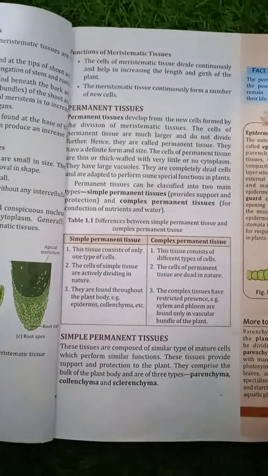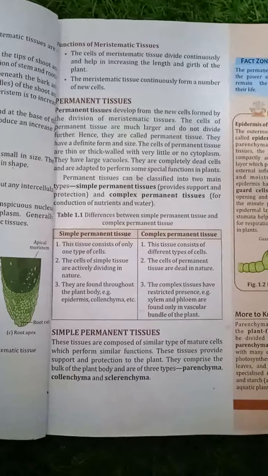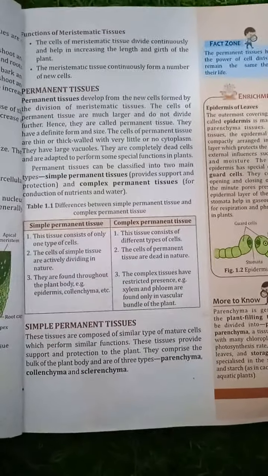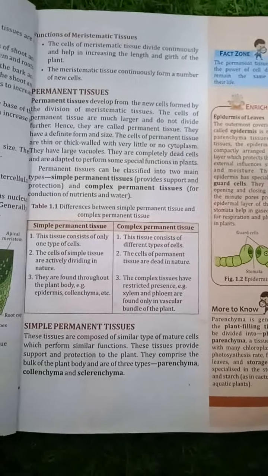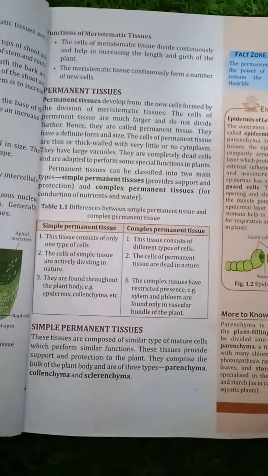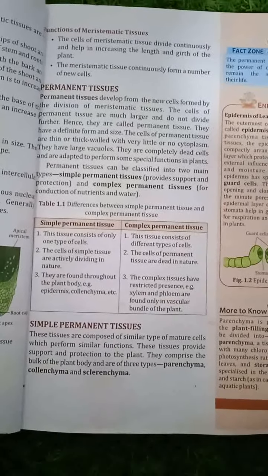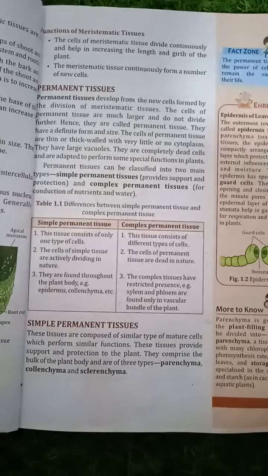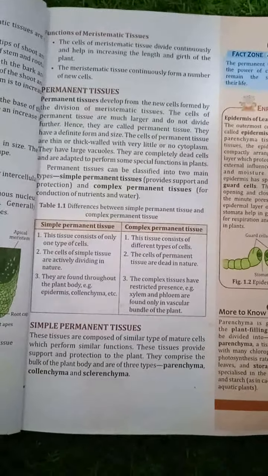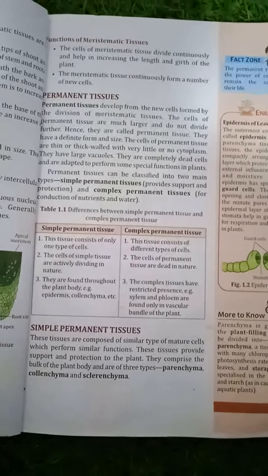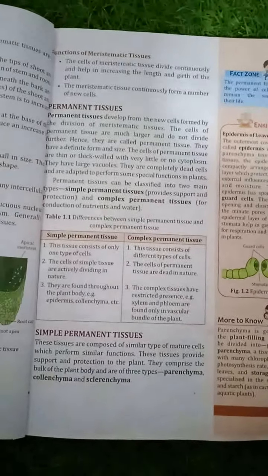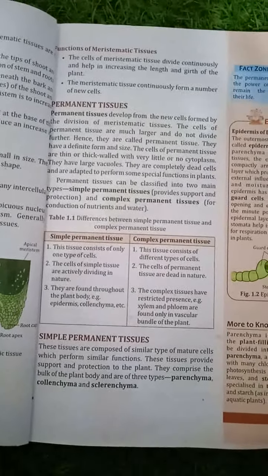So simple permanent tissues are those which have only one type of cells and they are actively dividing in nature, but complex are of different types of cells and they are dead in nature because they are not dividing now. Then simple permanent tissues were found throughout the body, for example epidermis, collenchyma. But complex permanent tissues have only restricted presence, for example xylem and phloem, they are only found in the vascular bundle of the plants. This is all we have done in our previous video, which was just a quick revision. So from today we will start the types of simple permanent tissue.